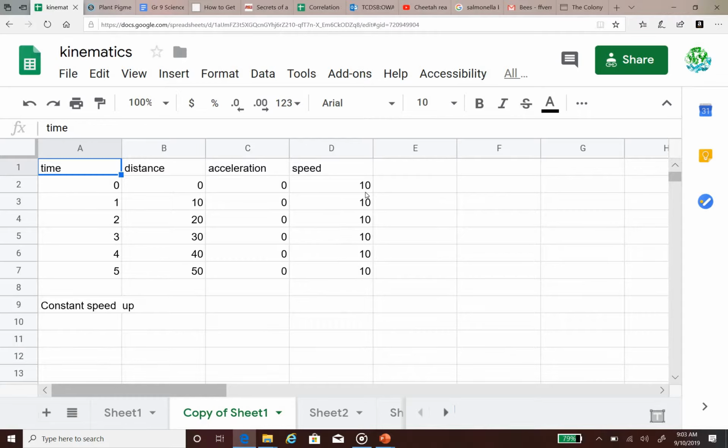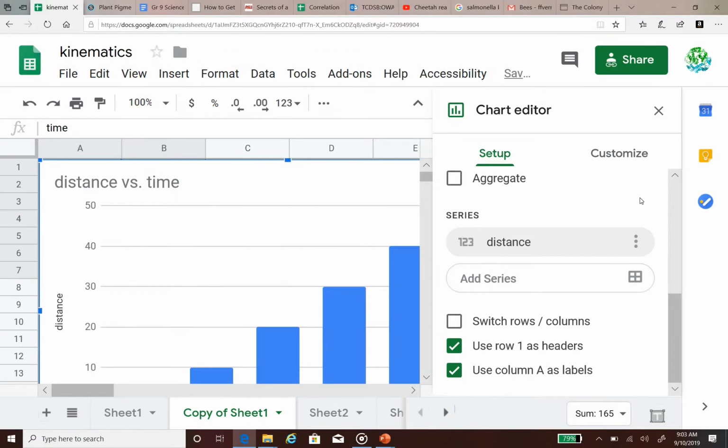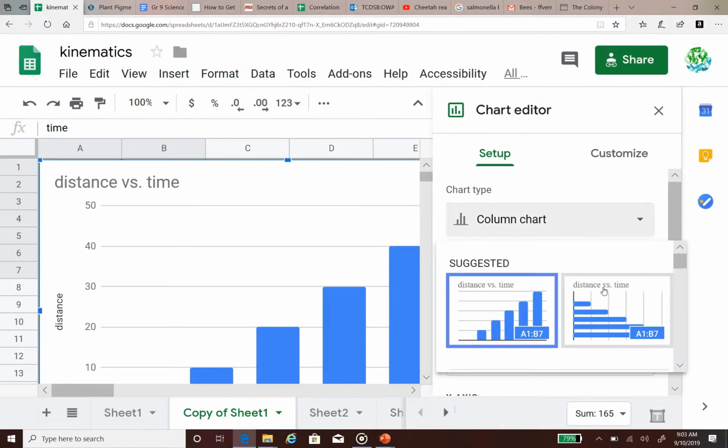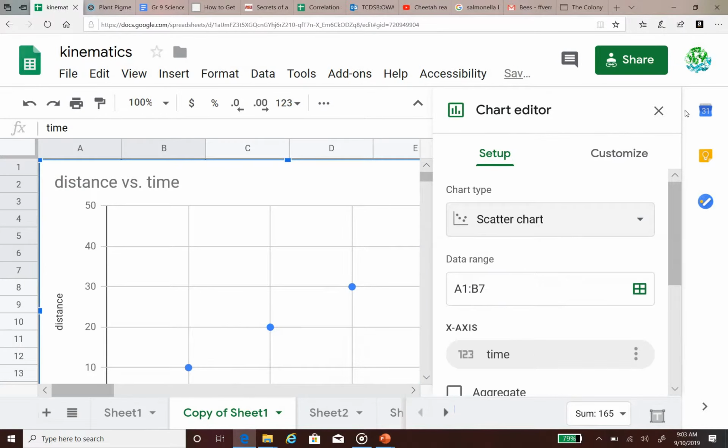So what this means is, if I'm traveling at 10 meters per second, then every second I move 10 meters. So you'll notice that we're always increasing by 10 meters. If something's moving at a constant speed, this is what the graph's going to look like. So again, I highlight, insert, chart, scatter plot. There's my chart.